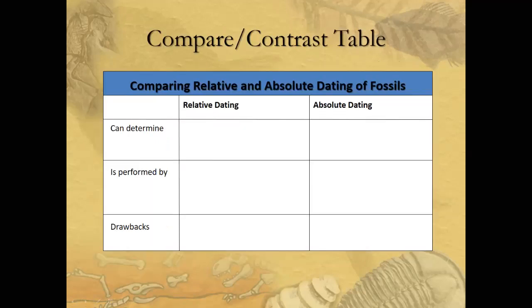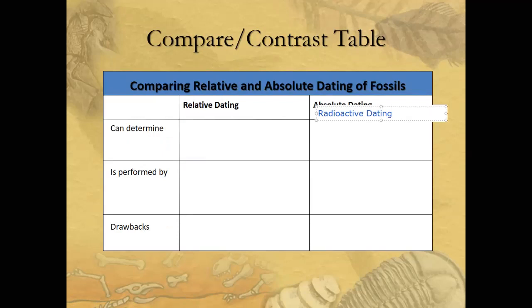Okay? So let's compare the two major pieces that we talked about. We have relative dating and absolute dating. Now, when we take a look at absolute dating, hopefully you'll recognize that what we're talking about here is really radioactive dating. Okay?